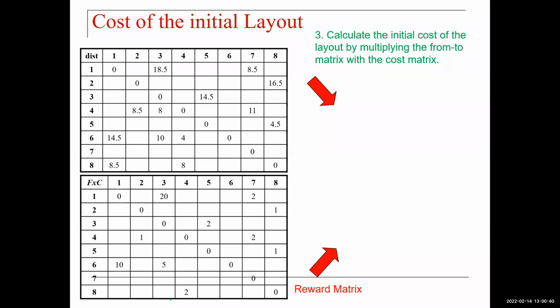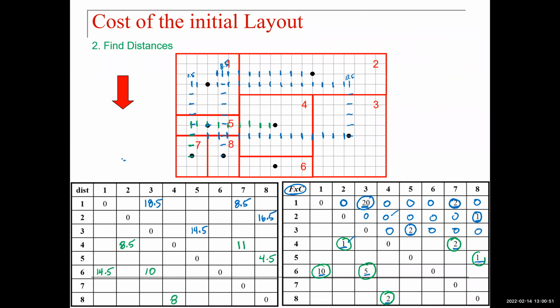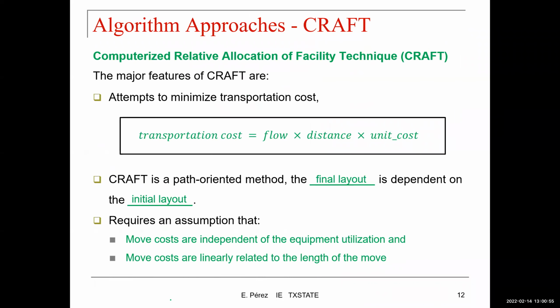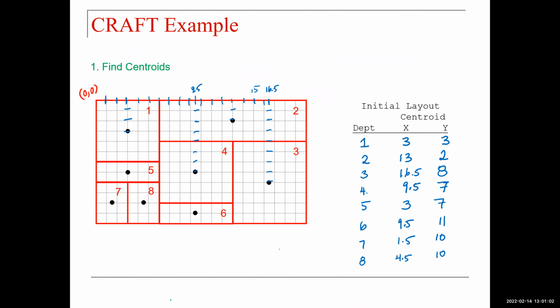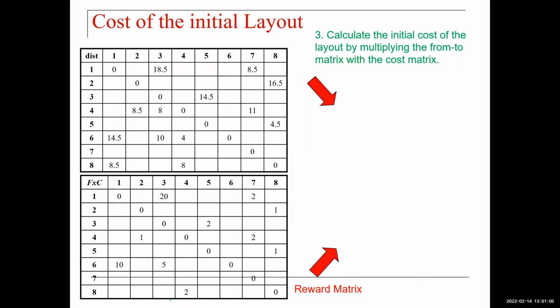we can calculate the initial cost of the layout by multiplying the flow matrix with the cost matrix. Okay, so we are going to basically use this formula, flow times distance times unit cost. And then we are going to compute the value for that associated cost for this initial layout. So we have the cost, distance, flow, and cost. So this one has flow and cost associated already together.